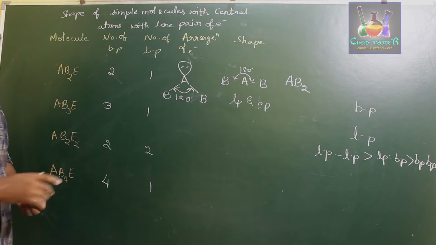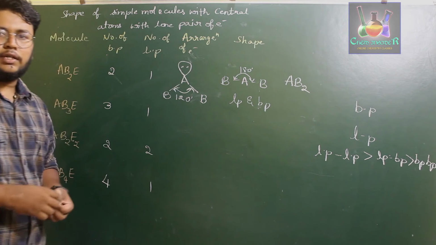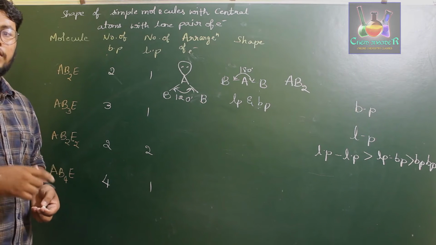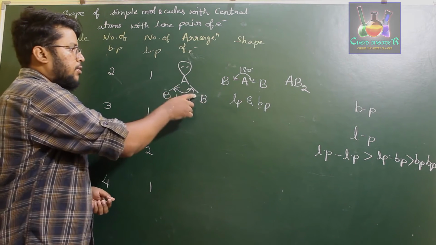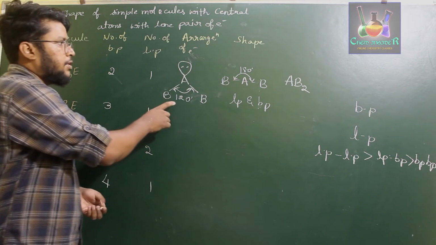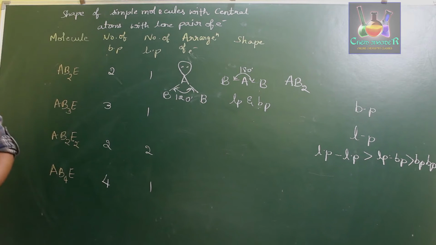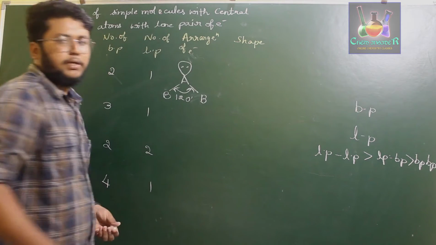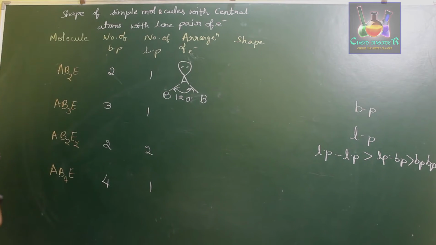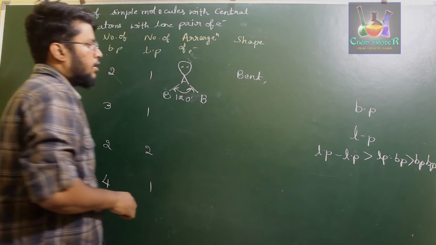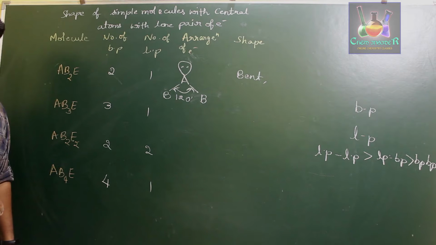Even though the angle is about 120 degrees, this bent shape is not a trigonal geometry because there are just two bonds. This is the lone pair electron cloud which is pushing those two bonds. Therefore, this particular shape is called the bent shape, V shape or inverted V shape. So this AB2E molecule has a bent shape.